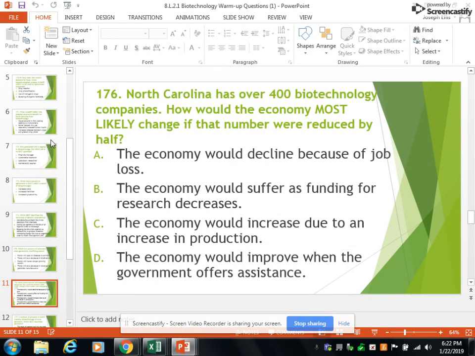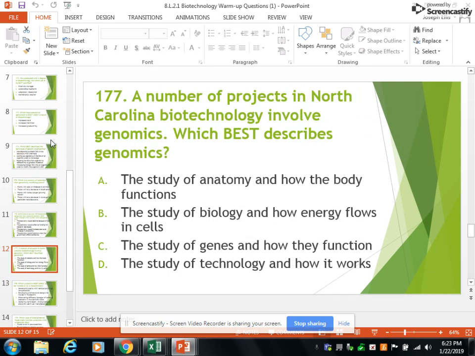176. North Carolina has over 400 biotech companies. We talked about that in Triangle. How will the economy most likely change if that number is reduced by half? Well, it looks like your best answer would probably be A. The economy would decline because of job loss. If we shut those places down, a lot of people would be losing their jobs. Okay, and that would cause our economy to falter because we've got to have people working.